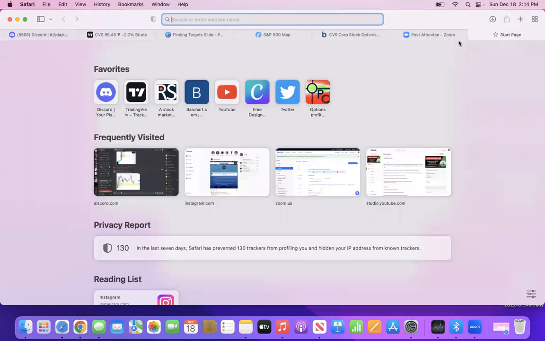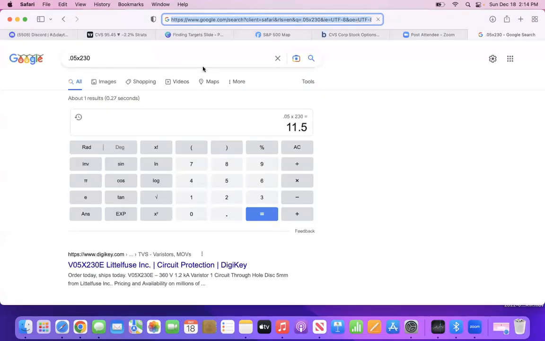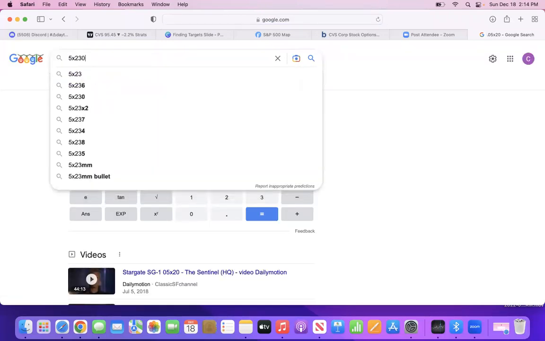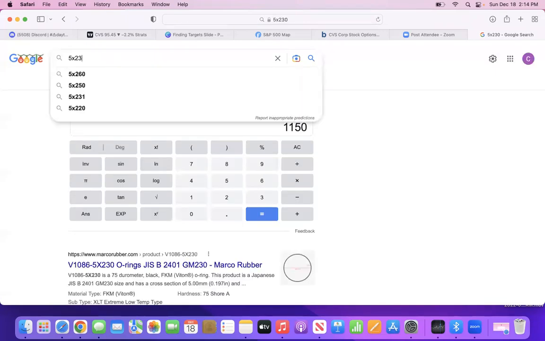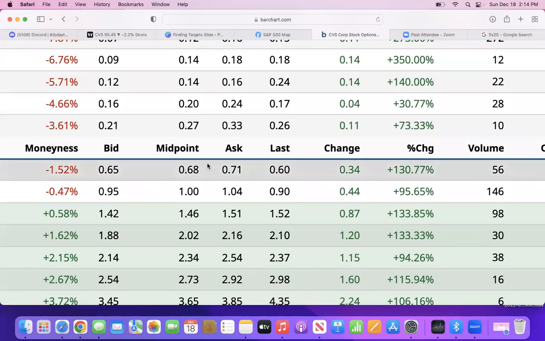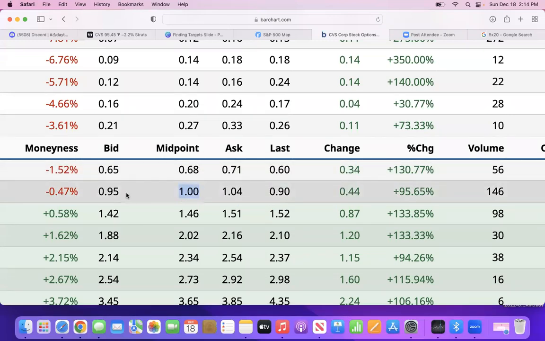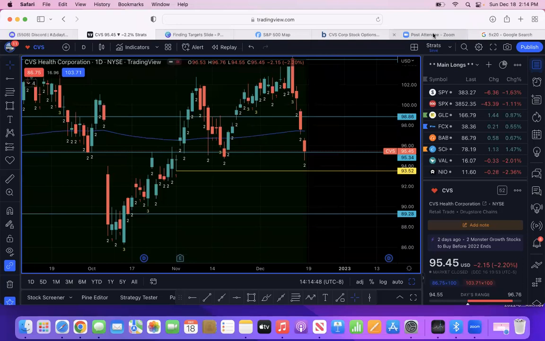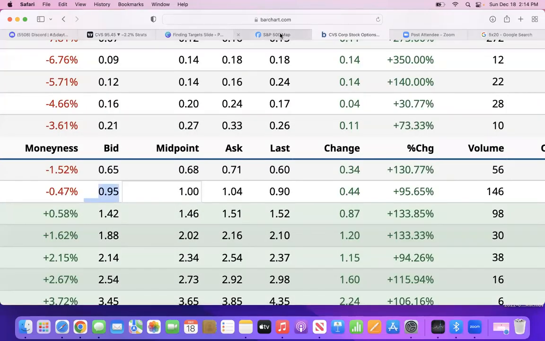0.05 times 20, what is that? I don't know. What? Oh, no, 5 cents, my bad. 5 times 20. Damn. You're going to be down $100 already. If you bought 20 contracts and you got filled at the mid here at 1.00, you would be down 5 cents already. And so you would have entered and been immediately negative 100. That's not ideal, y'all. I'm not trying to enter a trade and be negative off rip. You know what I mean?